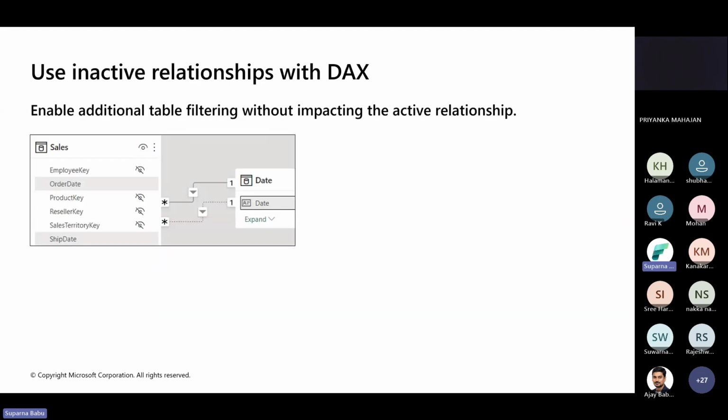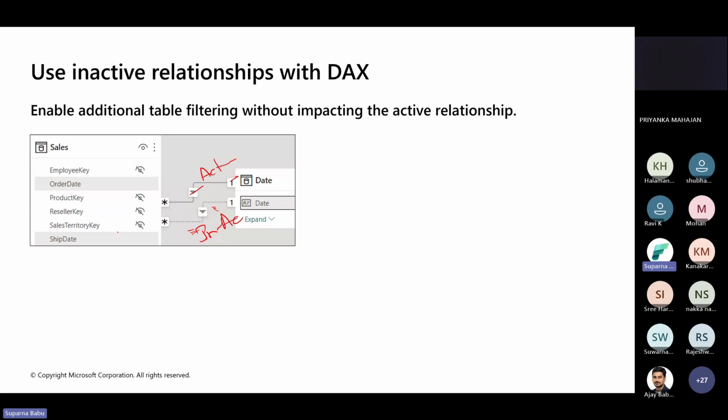Now here there is an example. Here, the active relationship is order date to date. The one which is dotted is inactive. The one which is the dark thick line is the active relationship. So now here I am getting the sales by order date.